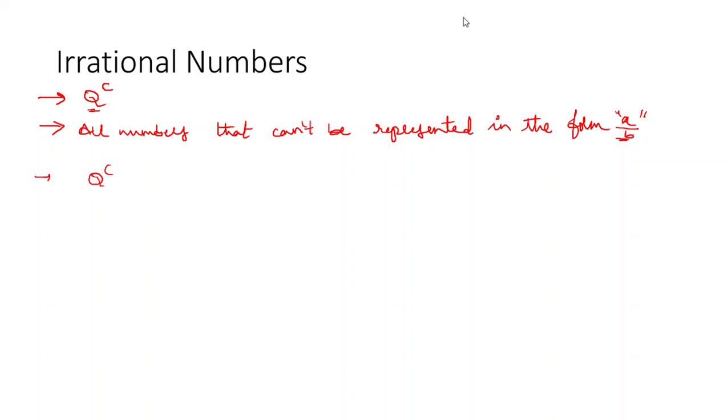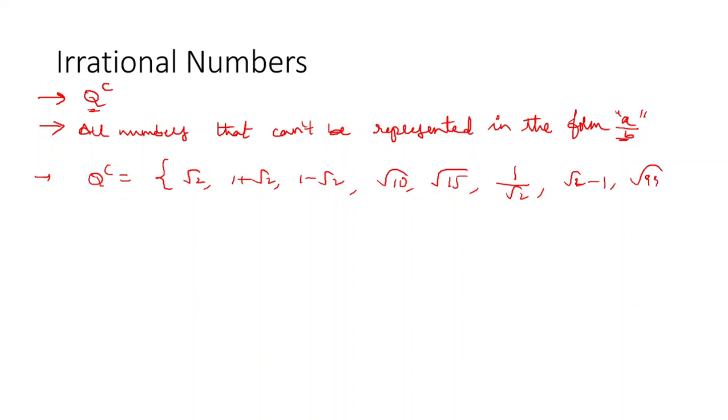So the irrational number set would contain numbers like root 2, 1 plus root 2, 1 minus root 2, root 10, root 15, 1 by root 2, or root 2 minus 1, root 99, minus 100 by root 20, and so on. These are all irrational numbers, because they cannot be represented in the form a by b.